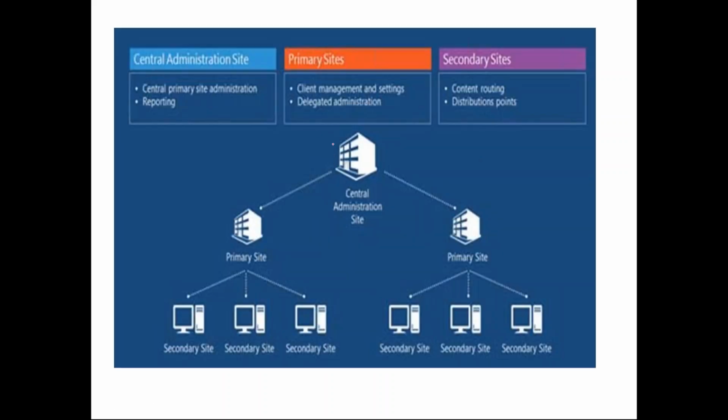This is also one of the pictures of the hierarchy. The central will be sitting on the top of the hierarchy, then multiple primary sites, and then secondary sites. The reason for the central administration site, as we discussed yesterday, is if you have more than 100,000 devices, or more than one primary site. If you have more than one primary site, then only do you need a central administration site. Otherwise, it is not needed at all.